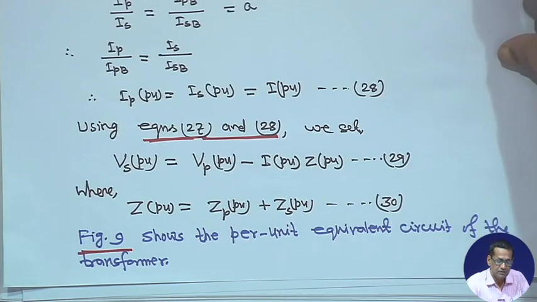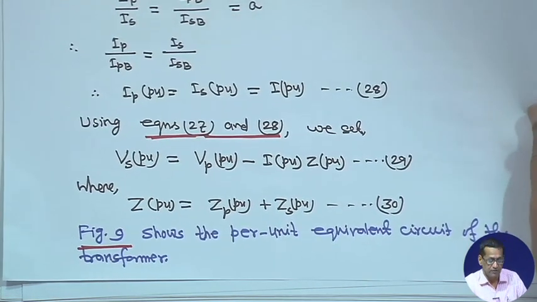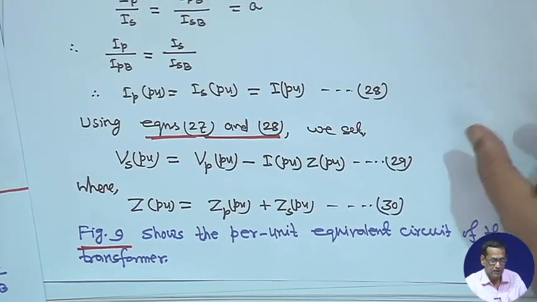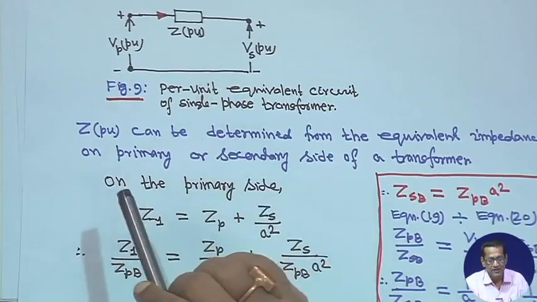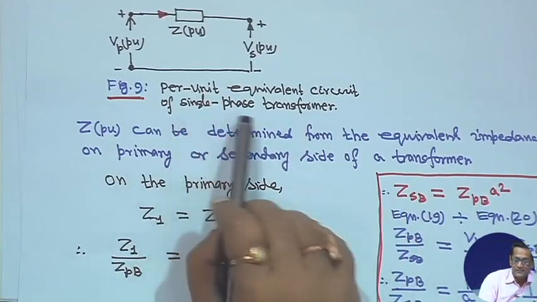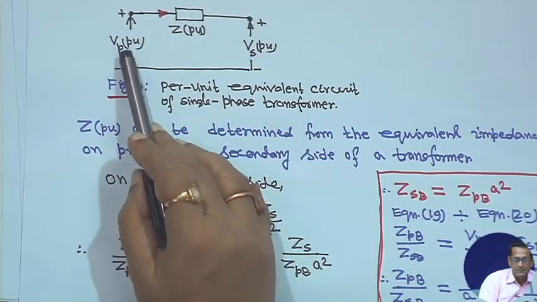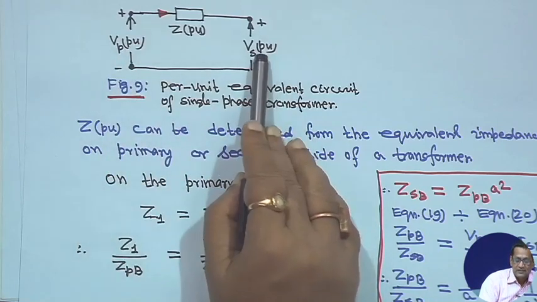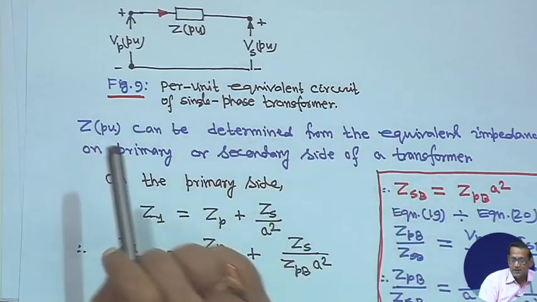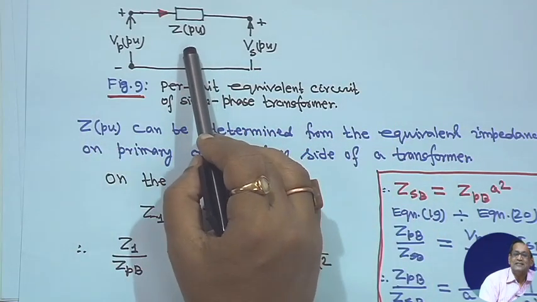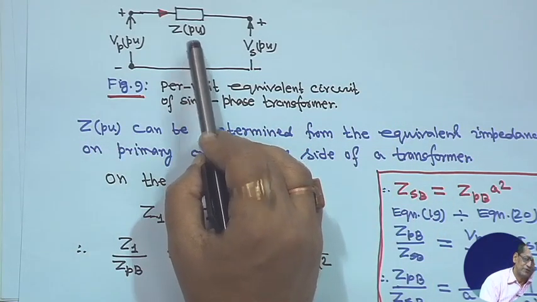So, if you now draw the simple circuit diagram for the transformer, it will be like this. This is a per unit equivalent circuit of a single phase transformer. This side is the primary side, this is the per unit voltage, the secondary side per unit voltage, and this is the Z per unit, right. So, that is ZSPU plus ZPPU, right.